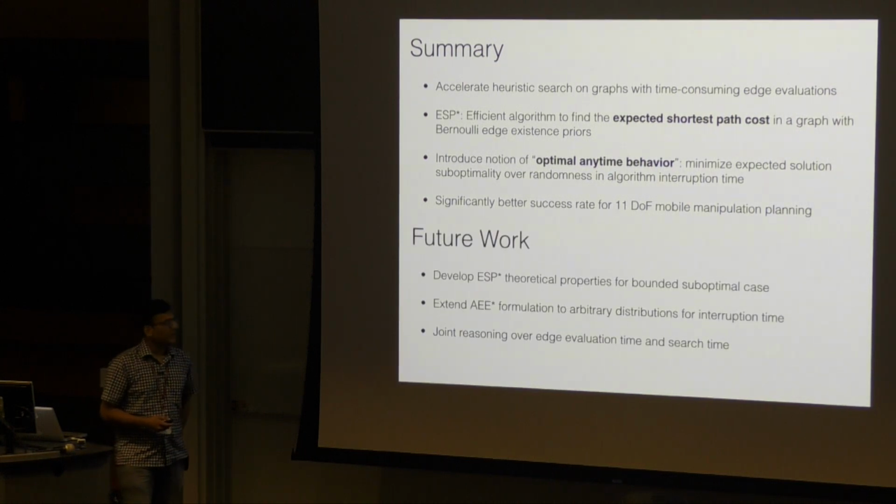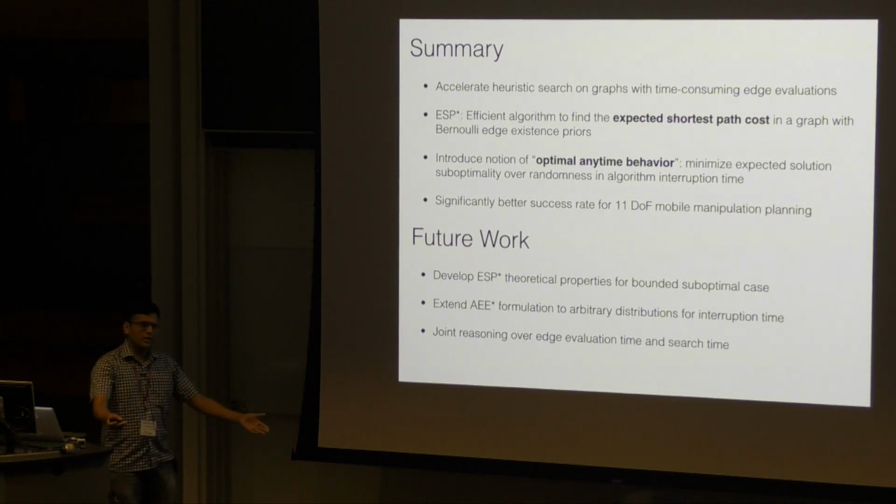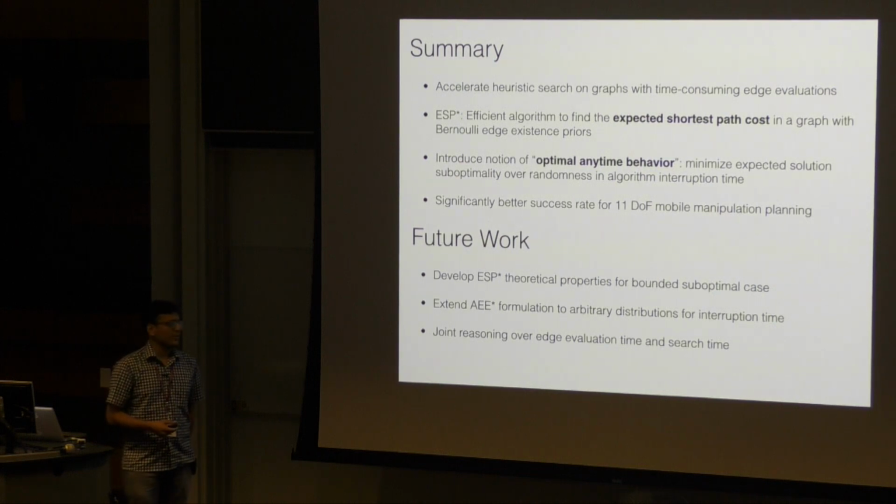So for future work, we plan to extend ESP star for the bounded suboptimal case where we don't need all the paths. And the second extension that we want to work on is generalizing AE star for arbitrary distributions of the interruption time rather than assuming a uniform distribution. And finally, it would be worthwhile jointly reasoning about edge evaluation time as well as search instead of doing it in a stage-by-stage basis. Thanks, and I'll take any questions.